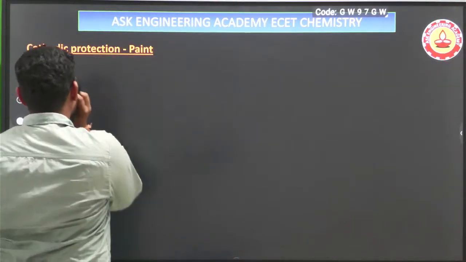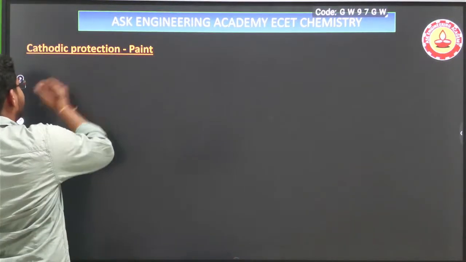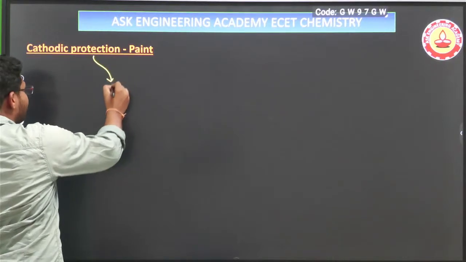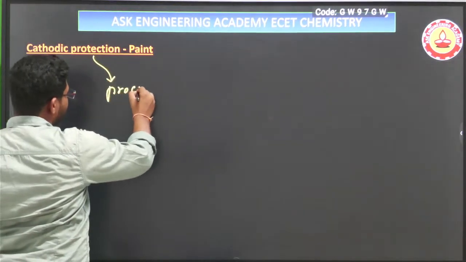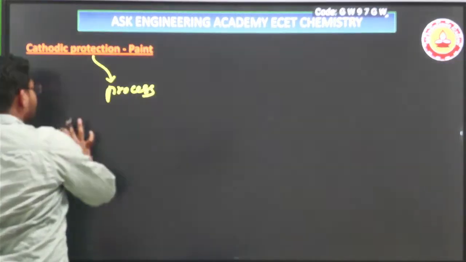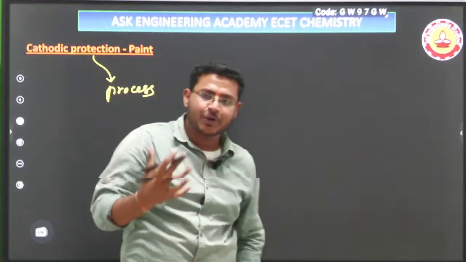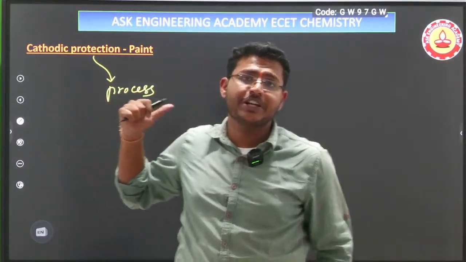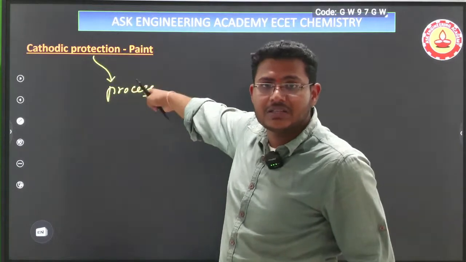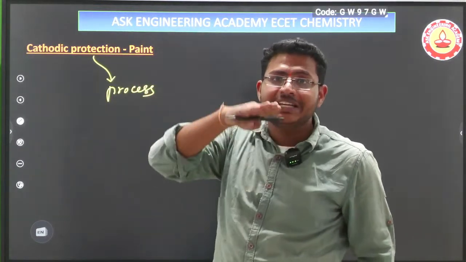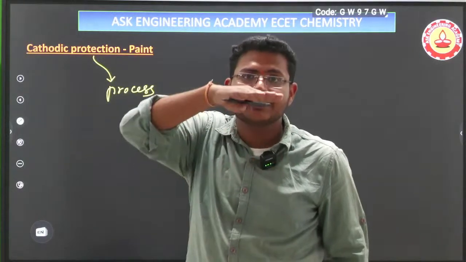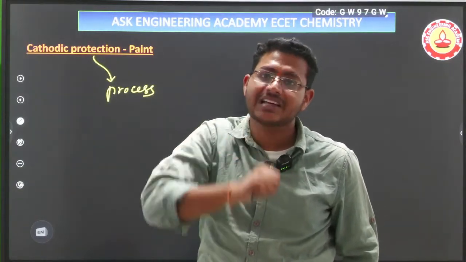What is meant by cathodic protection? Cathodic protection is a process. Generally, this is also one of the processes of reducing corrosion. By this cathodic protection, we can minimize the rate of corrosion of metallic surfaces.